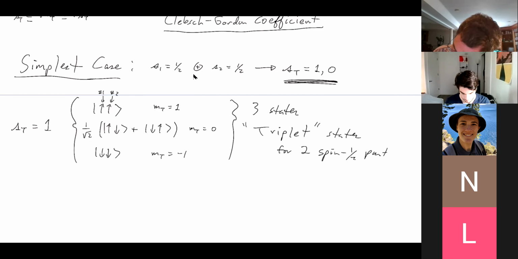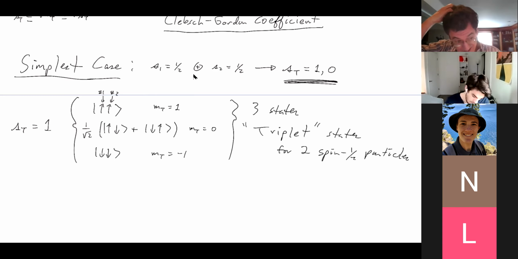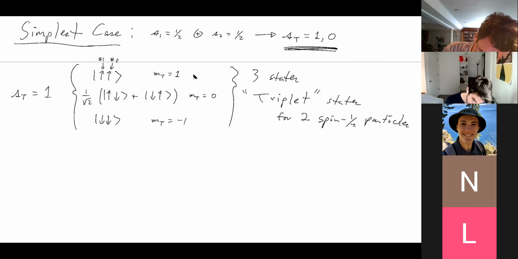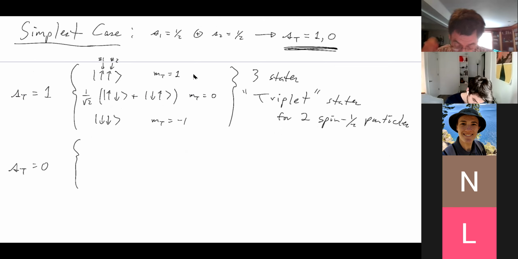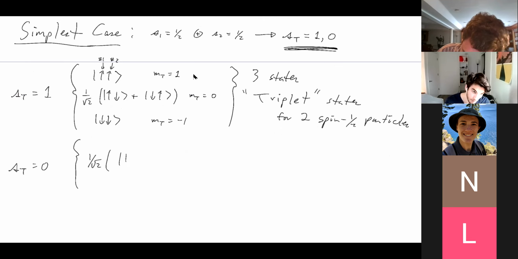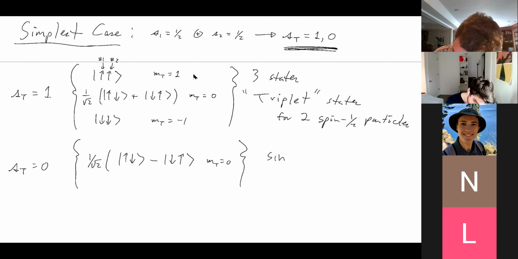And that's a very famous name. If you stay in physics or do anything in chemistry or physics that involves quantum mechanics, you will often hear people talk about triplet states. It's very common lingo. And then we have the S total equals 0 state, which we derived is up, down, minus down, up, which is M total equals 0. We call that the singlet state because there's only one S total equals 0 state.